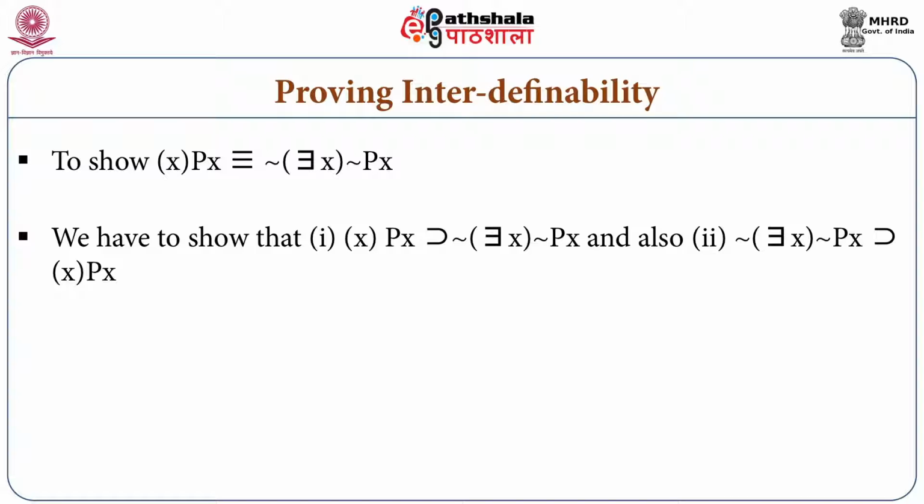We have to first show that for all x, x is P implies it is not that there is an x such that x is P is not the case. That is logical implication. And the second half is it is not the case that there is an x such that x is not P implies for all x, x is P. So that means if we can show double implication, then their equivalence can be shown. Now we will show the double implication. That is, we will derive first one part and then another part to show the logical equivalence.